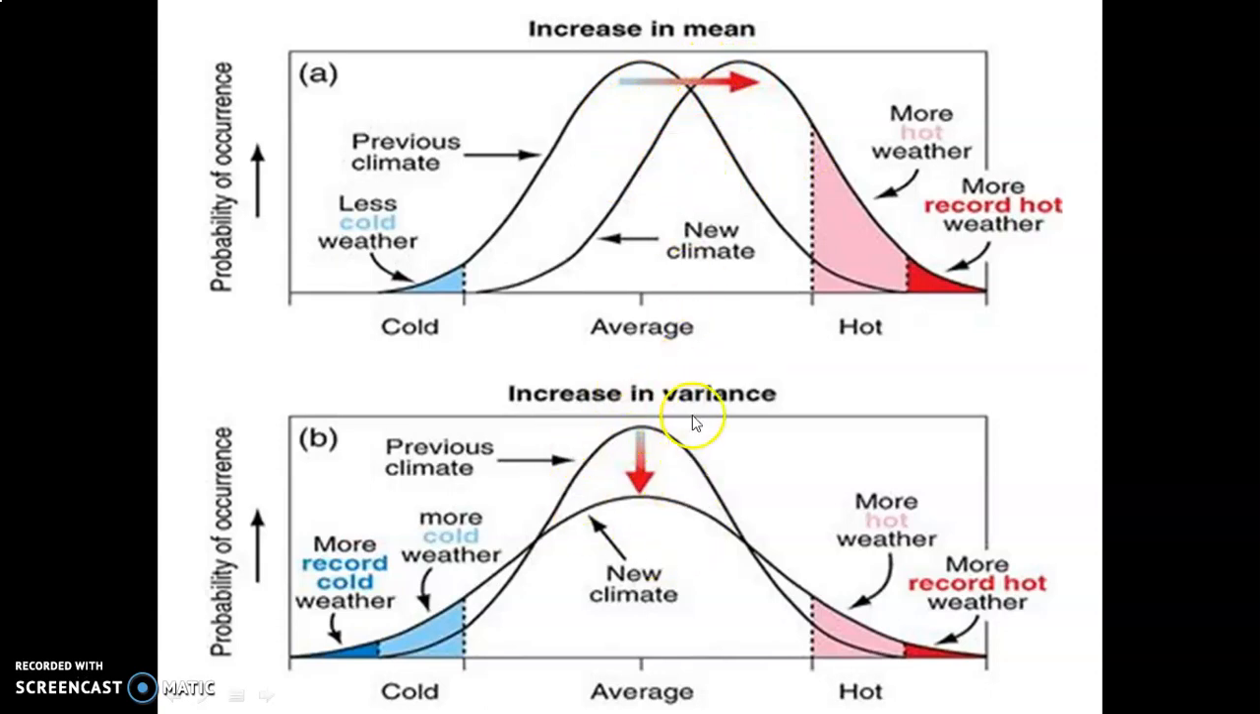Now let's compare to one where we see an increase in variance. So now we have the previous climate, which is the same as this one above. It's this curve here. And then the new climate is this bottom curve that's spread out more. So under this new climate situation, we have lower colder temperatures and higher hotter temperatures, because it's spread out more, but the mean temperature stays the same. So that's increasing mean, and here's increasing variance.